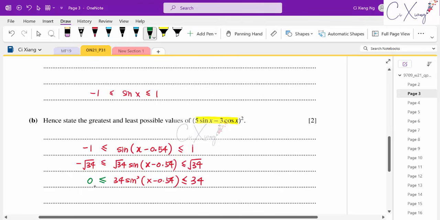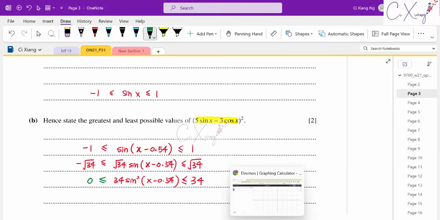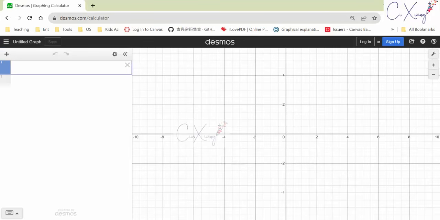Okay, so why does it become 0? It is because all the negative values will be reflected up and become positive. Of course the negative square root 34, when you square it, will become positive 34. But we still have some small negative values, like negative 0.1, negative 0.2. When you square them, they will become positive, but close to 0. So if you're not so sure about this part, what you can do is use a graphing calculator to help you.